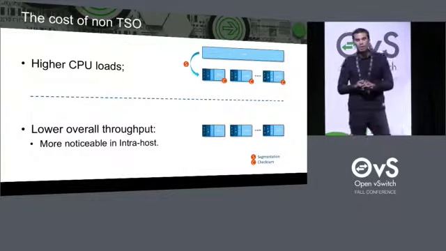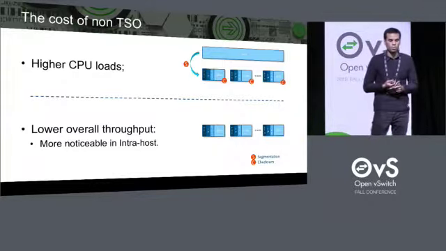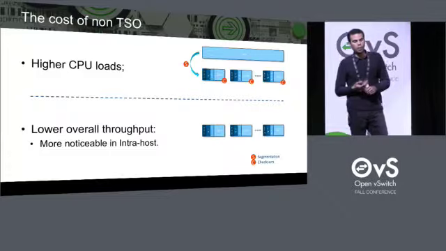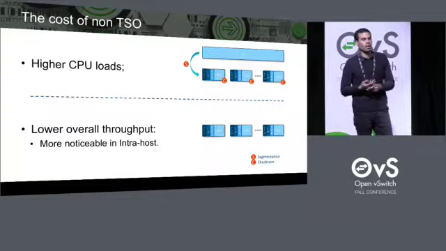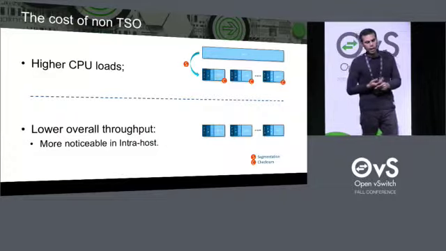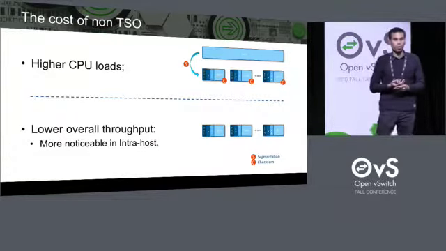And so from the previous slides, we can take two conclusions about the cost of running without TSO. The first is that we should expect higher CPU loads, and this is because both of those operations, the segmenting of data and the checksum calculations, are being done in software instead of hardware. And then we should also expect lower overall throughputs.